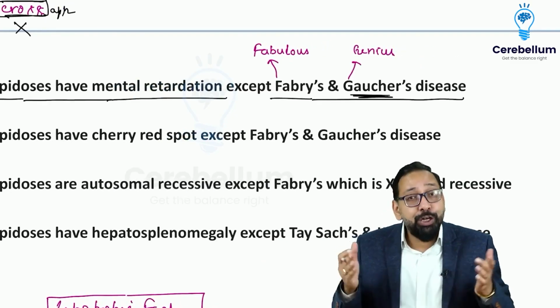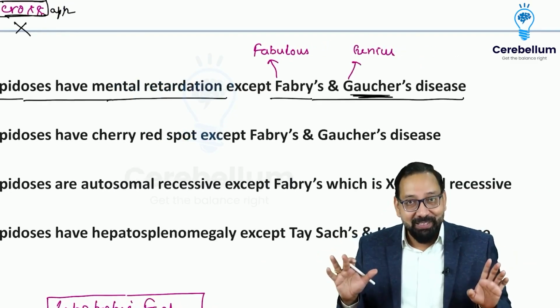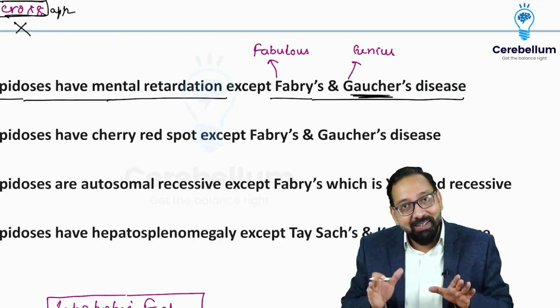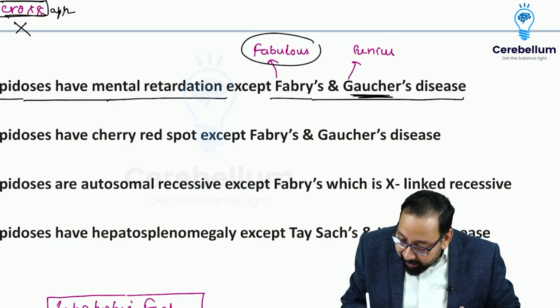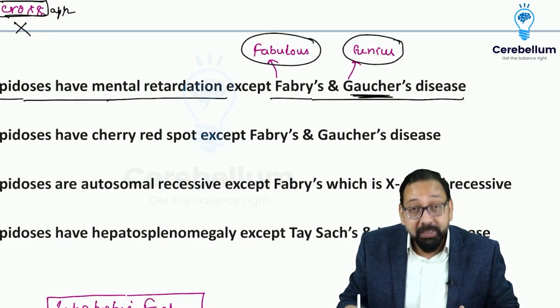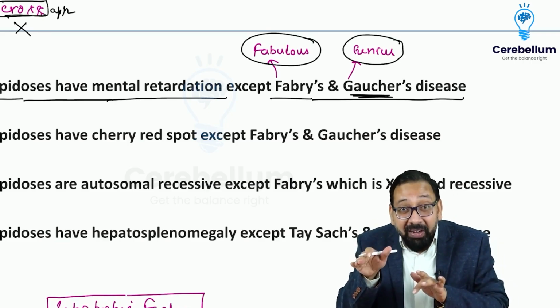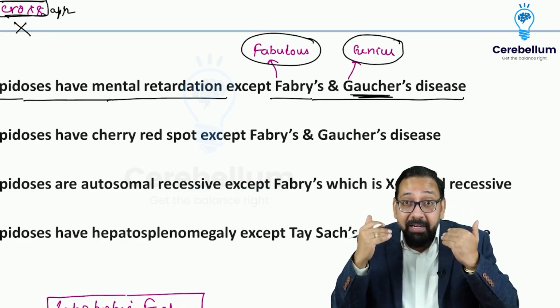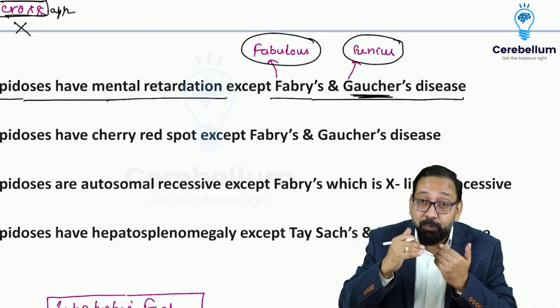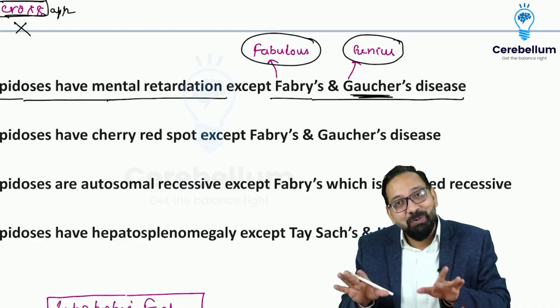Gaucher, genius, means no mental retardation. Although they are not genius, but yes, you may remember no mental retardation in Fabry's or Gaucher's. Genius means CNS is not being affected. And I told you that retina is also considered as part of CNS for question purpose. This you may remember like this.